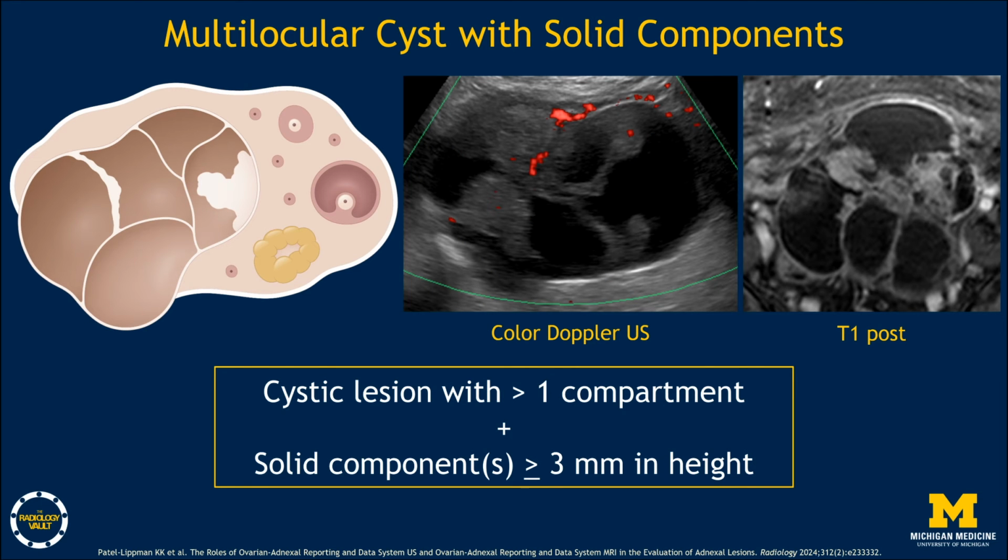Here's an example of a multilocular cyst with solid components. So in this example, again, we have solid tissue with vascularity on ultrasound, and our post-contrast T1 weighted image. Here you can see there's a large amount of enhancing solid tissue, and this was a high-grade serous carcinoma.